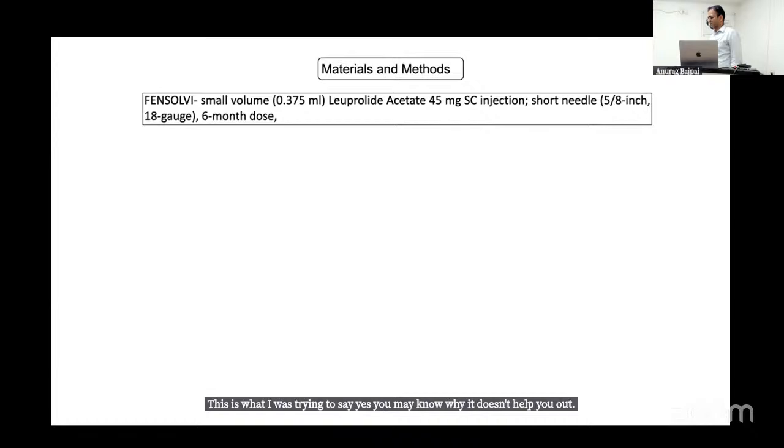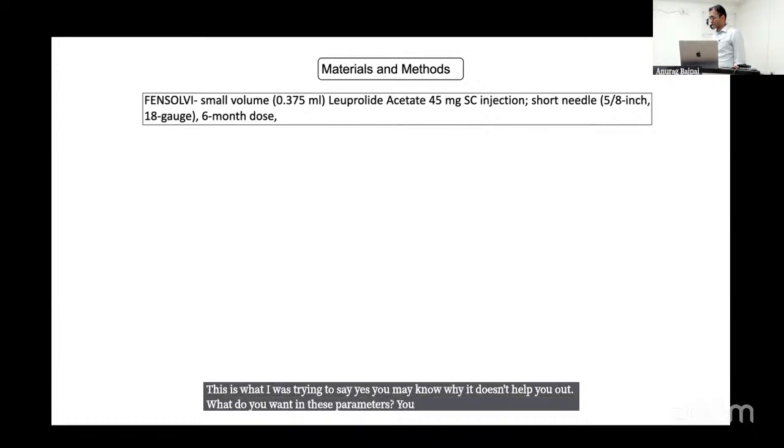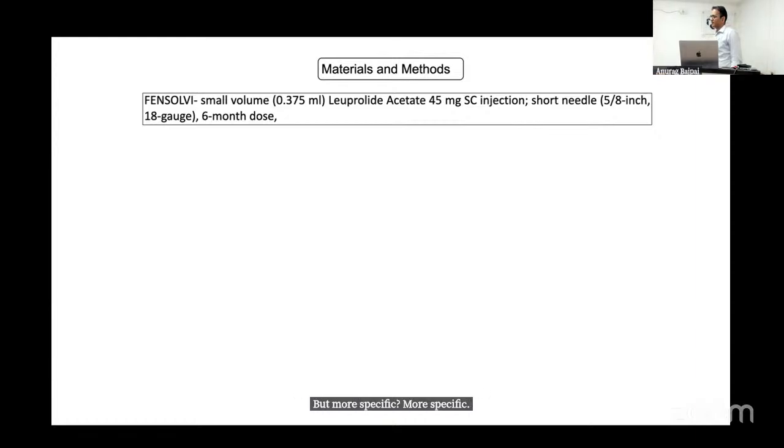What do you want in these parameters? You want LH to be more sensitive or more specific? More specific. More specific marker in terms of that. So that becomes important. So you're picking up everybody, but there's nobody who has progression.